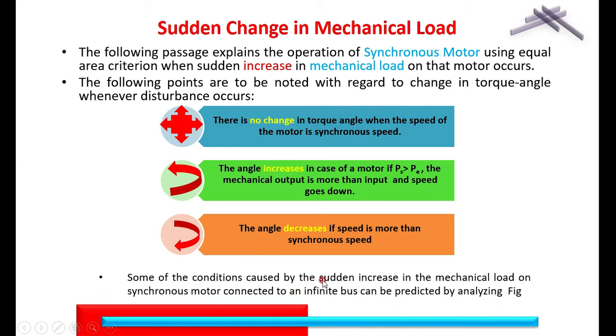The conditions caused by a sudden increase in the mechanical load on a synchronous motor connected to an infinite bus can be predicted by analyzing the next figure, in the next slide. Keeping all these three points in mind, we will analyze a synchronous machine connected to the infinite bus, and the consequences when there is a change in the load condition or the input condition.